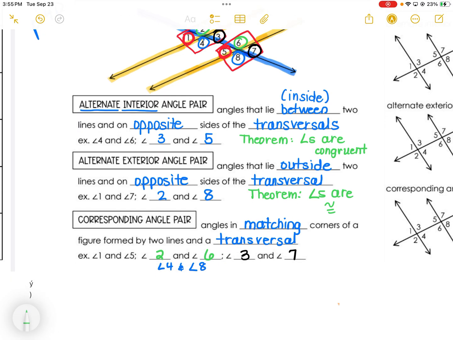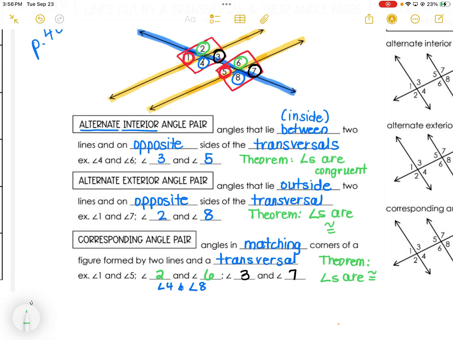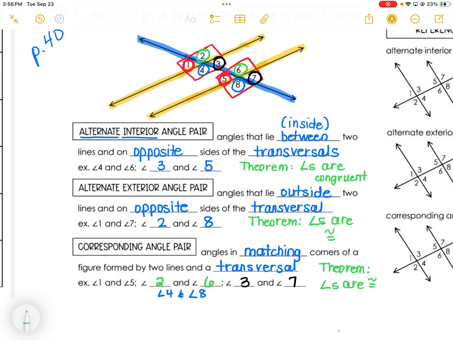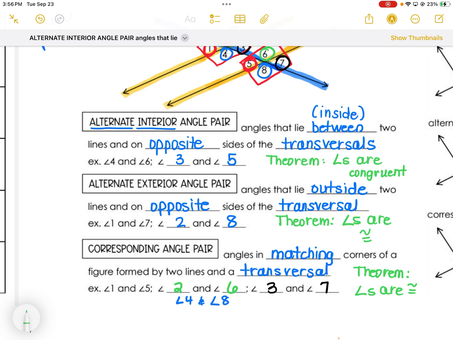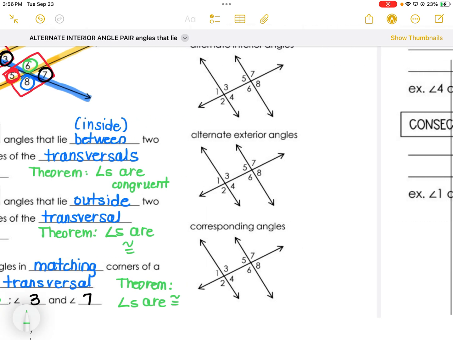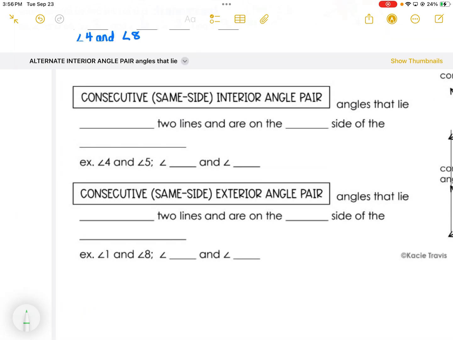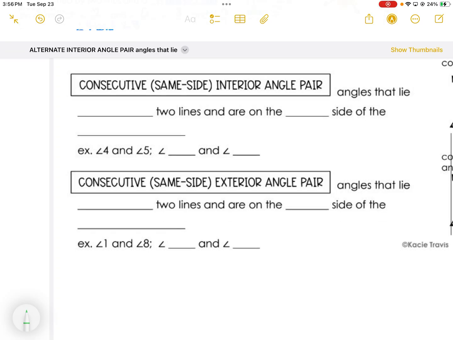Okay, there is a corresponding angle theorem, and it tells us that corresponding angles, like the other two, are also congruent to each other. So 1 and 5 are the same measure, 2 and 6 are the same, 3 and 7 are the same, 4 and 8 are the same. Those are the 3 congruent angle pairs, okay? The last 2 on the bottom are not congruent, so we're going to see what those are.